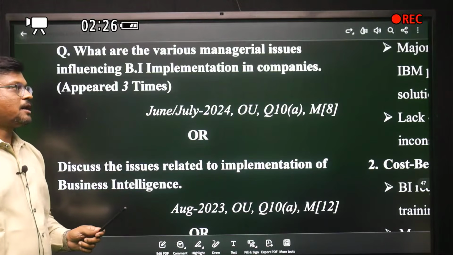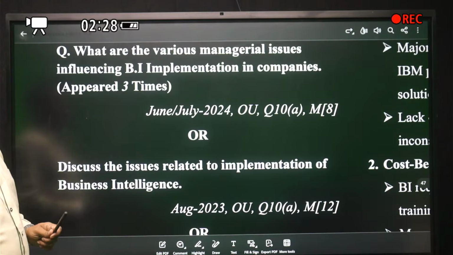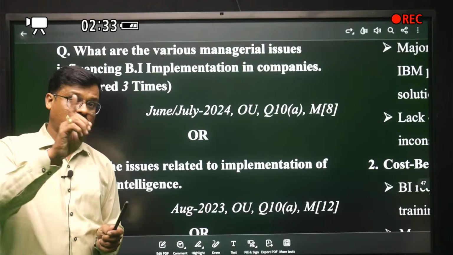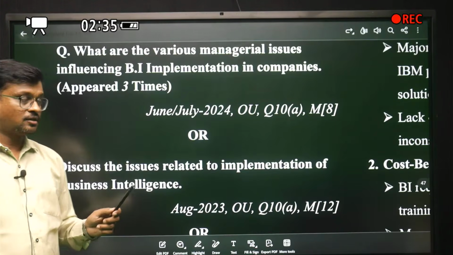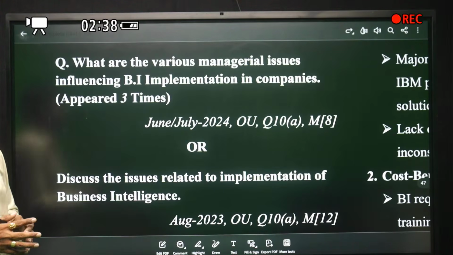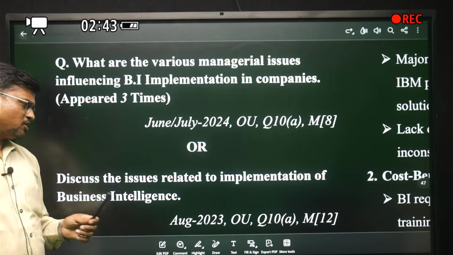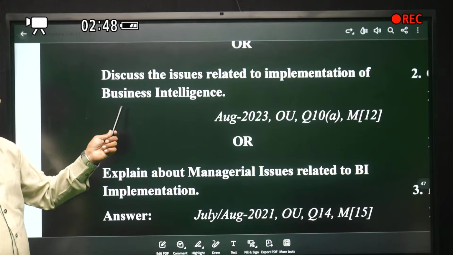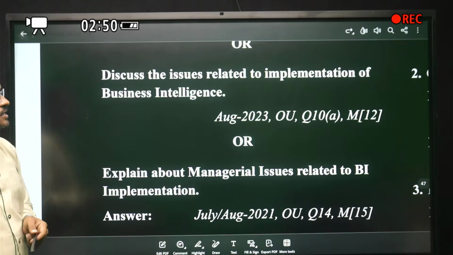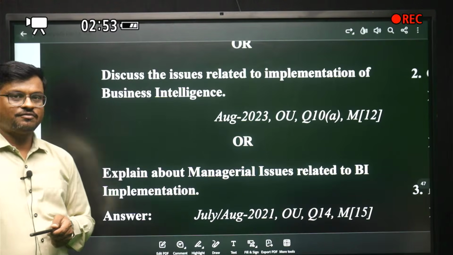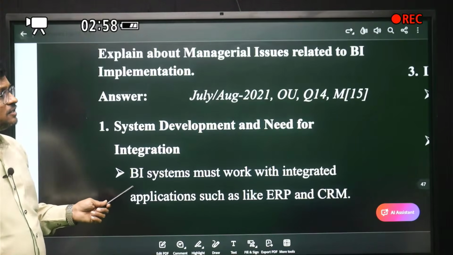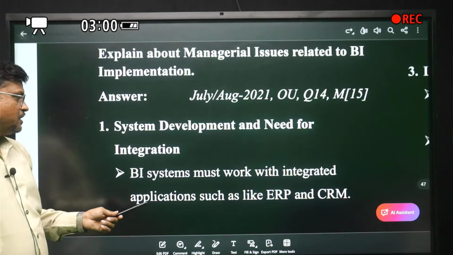What are the various managerial issues influencing business intelligence implementation in companies? This is asked 3 times. This is going to be a damn sure question, right? What are the various managerial issues influencing the implementation of business intelligence in companies? Why are many companies still failing to implement business intelligence? It is asked one more time in another way: discuss the issues related to the implementation of business intelligence in the organization. Explain the managerial issues related to BI implementation, right?